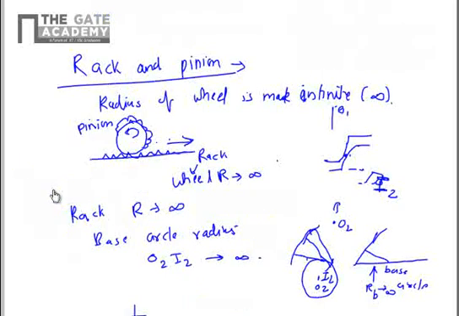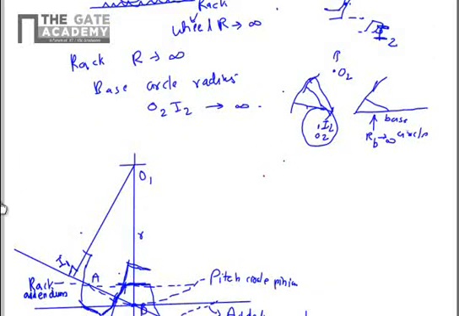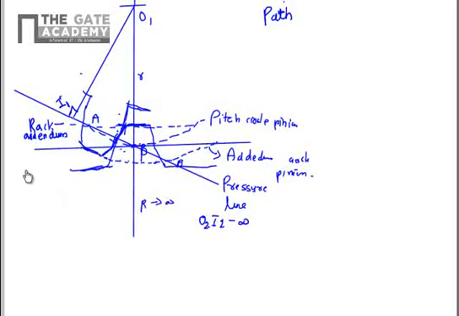So we will do our normal derivation of interest. The quantities of interest are the arc of contact and the path of contact. The arc of contact is the path of contact divided by cos xi. Xi is the angle made by the pressure line with the common tangent to the pitch circles. So this is the angle xi. We will do our derivation for the path of contact. First we will do the path of approach.